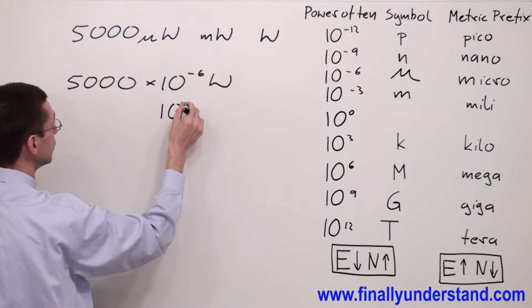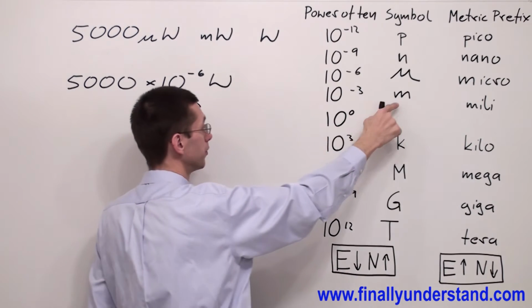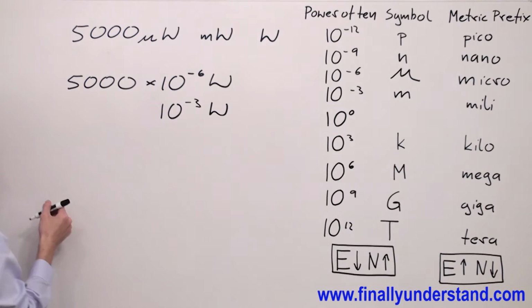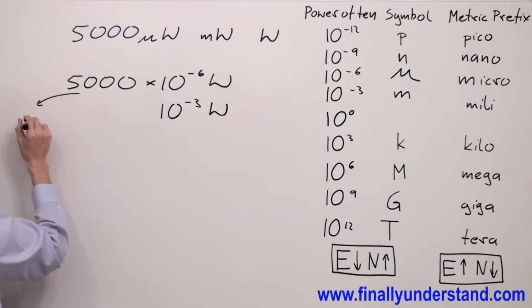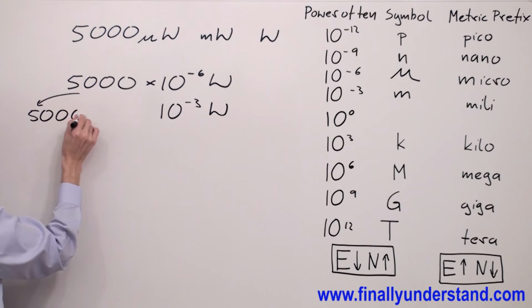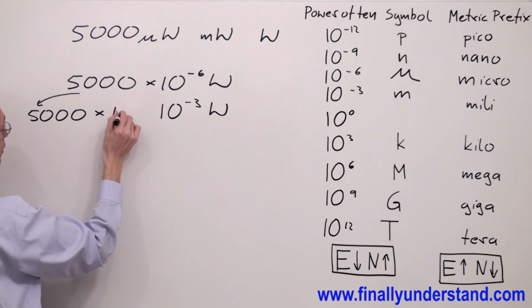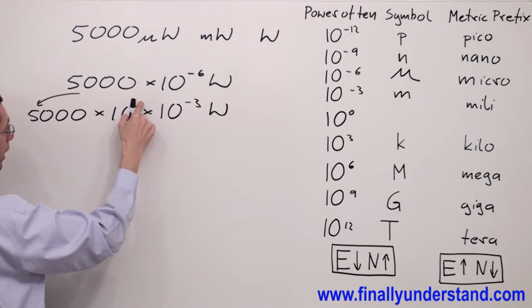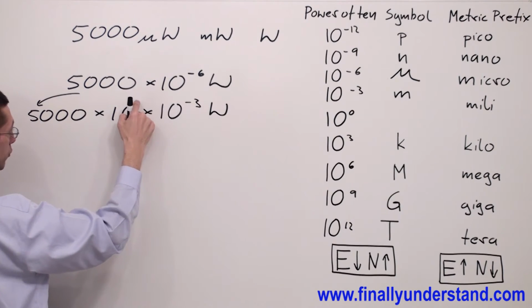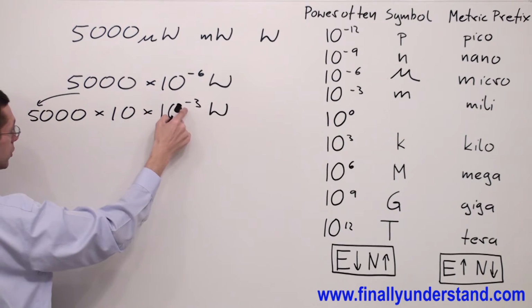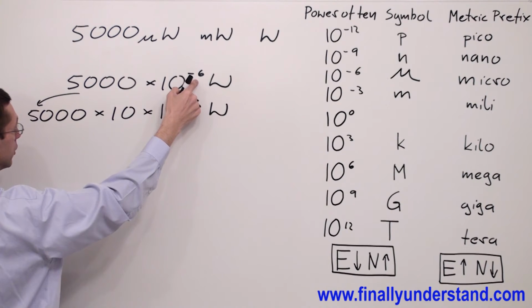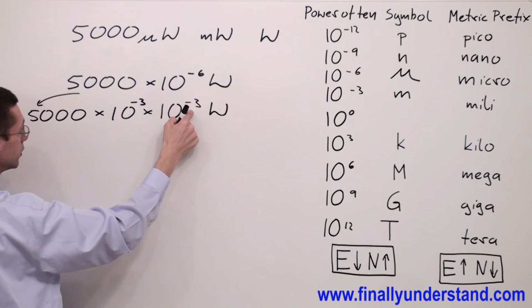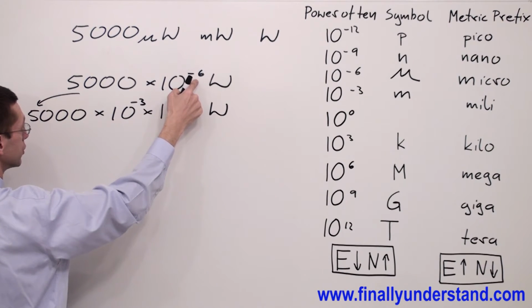Milli represents 10 to negative 3, in this case watts. What I have to do is exactly the same thing like I did before. I'm going to copy down 5,000 times 10. Now, because I have the same base, I'm supposed to add these two exponents. I have to find what exponent I have to write over here in order to add to this one and get negative 6. I'm supposed to write negative 3 over here. Negative 3 plus negative 3 gives me negative 6.